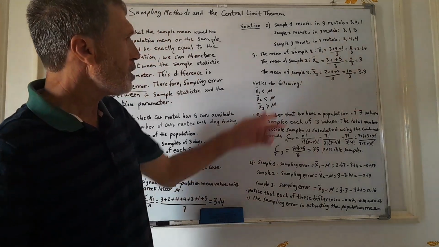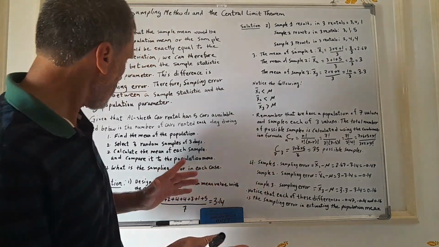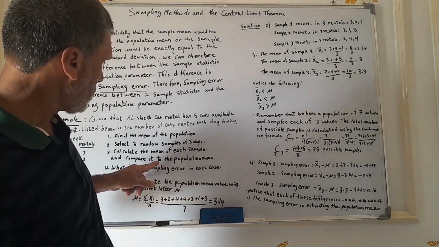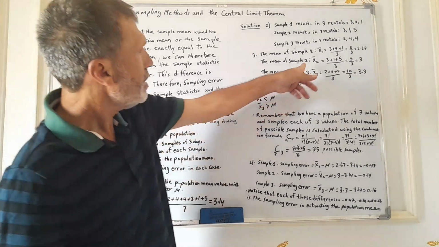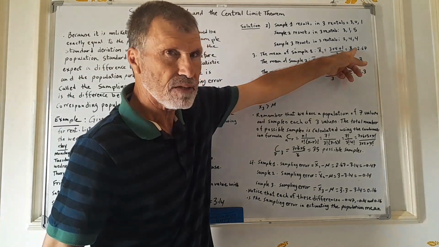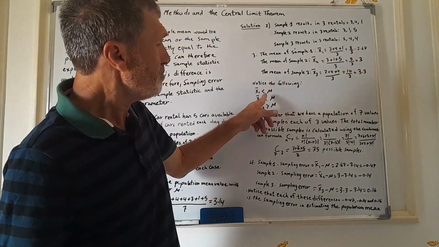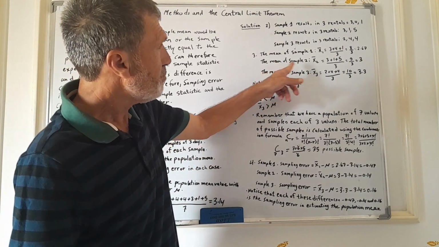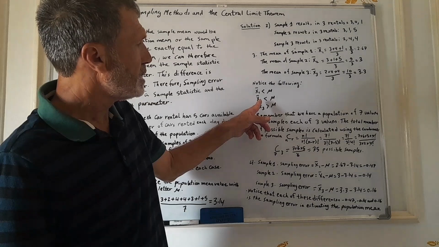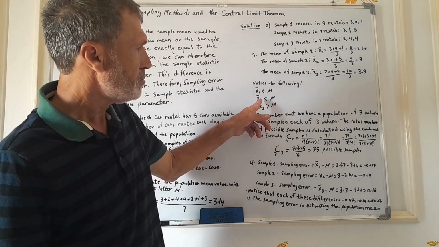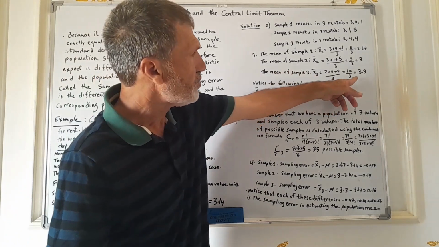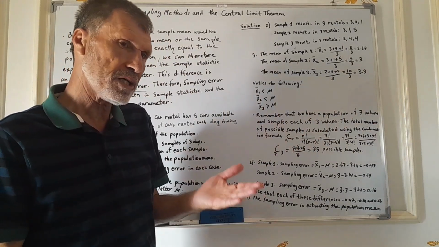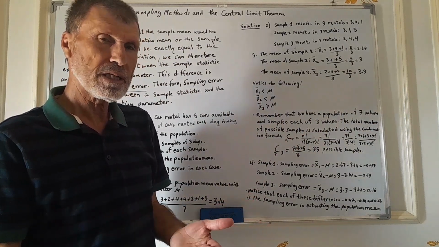Great. Now, notice the following. We're talking about calculating the mean of each sample and comparing it to the population mean. As you can see, the mean of sample 1 is 2.67. It is less than the population mean. The second sample has a mean of 3, which is still less than the mean of the population. The third sample has a mean of 3.3. It is greater than the mean of the population. This is a comparison between the sample mean and the population mean.